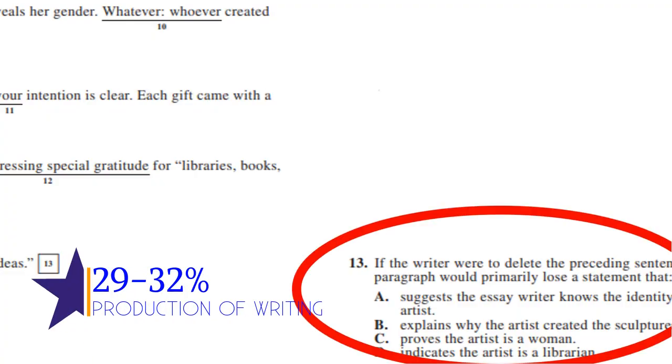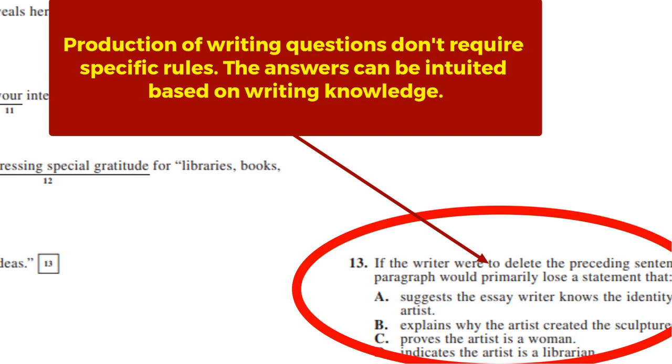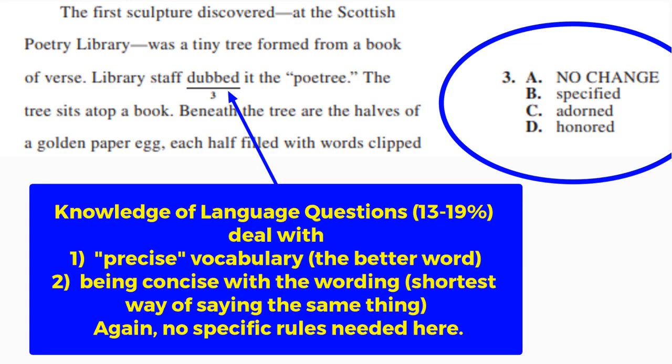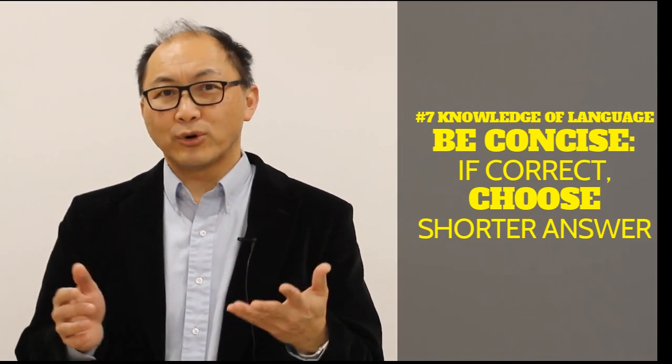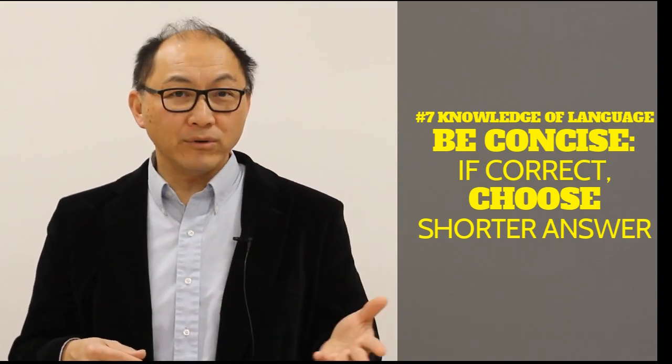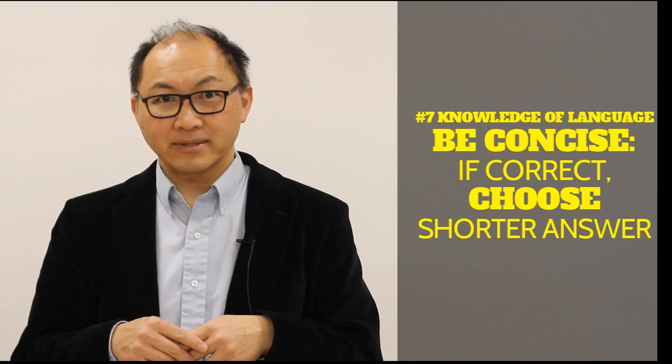Here's what I mean. About 29 to 32% of the test is based on production of writing questions. Those are questions where you have to interpret whether a sentence makes sense here or whether certain word choices work well or not. A lot of times production of writing questions and knowledge of language questions deal with being more concise with your writing. The knowledge of language questions, which make up about 13 to 19% of the test, deal with whether you can be more concise. And what does concise mean? It just means being shorter. Choosing the shorter answer is sometimes the best choice. So when you're in doubt, I would choose the shorter response.